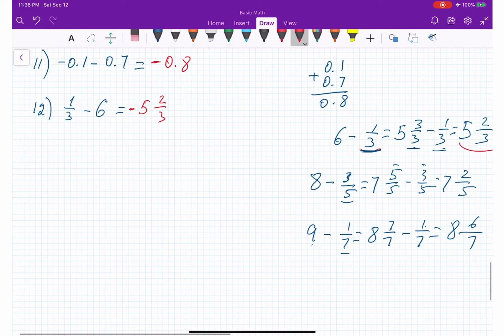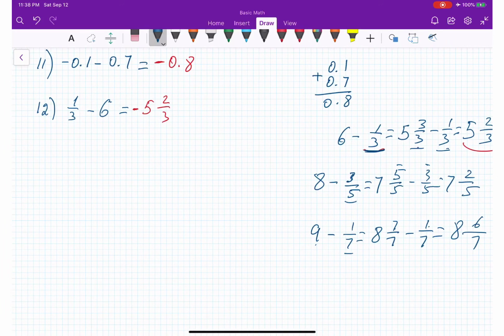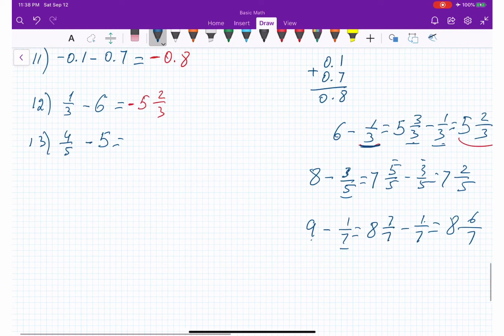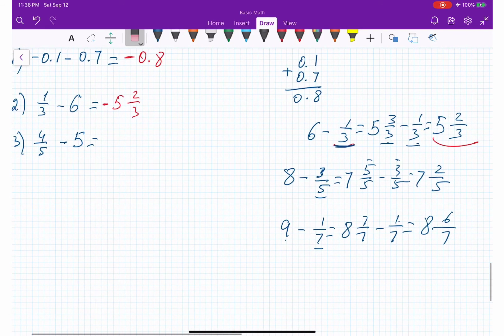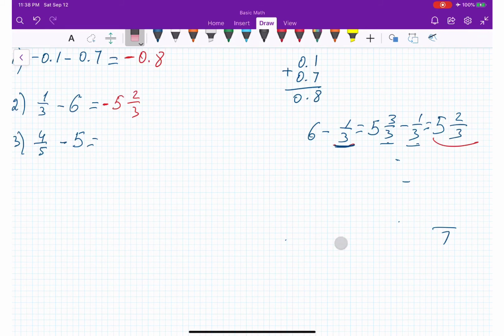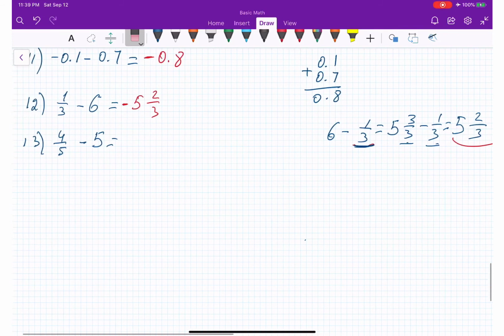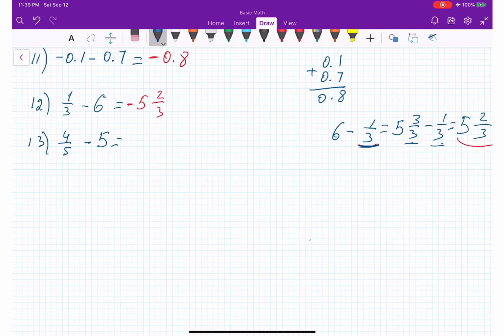Next, number 13. 4 over 5 minus 5. Okay, how we represent? I have to do 5. Let me clean this. Okay, 5 minus 4 over 5.